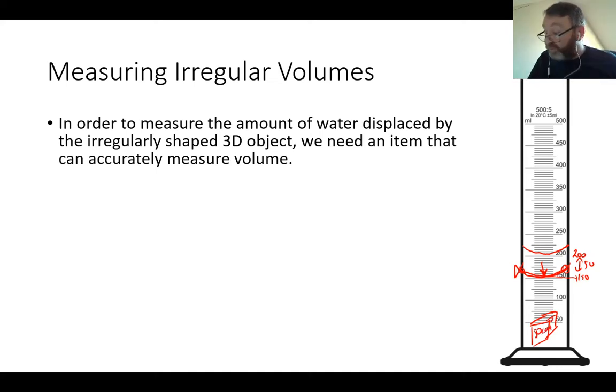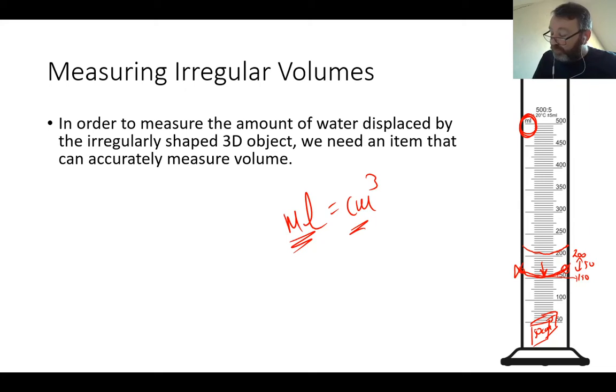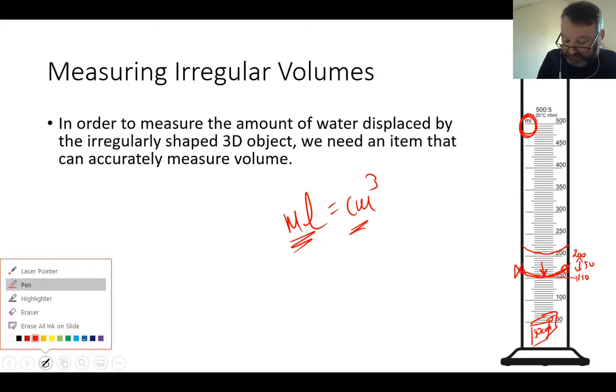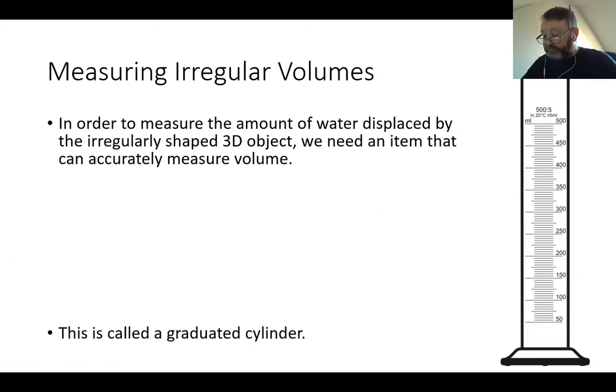And the lovely thing about graduated cylinders is that they measure in milliliters. And milliliters are exactly the same as centimeters cubed. They're the same thing. So when you see milliliters up there, remember that milliliters also mean centimeters cubed. Okay, so let's just take that away.